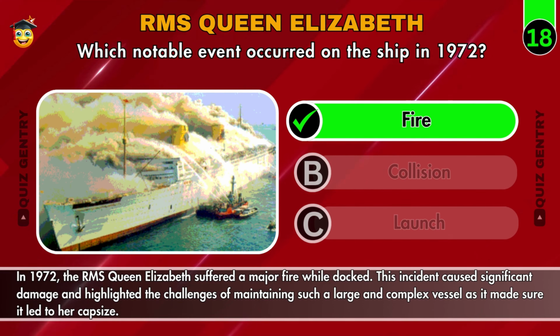In 1972, the RMS Queen Elizabeth suffered a major fire while docked. This incident caused significant damage and highlighted the challenges of maintaining such a large and complex vessel, as it led to her capsize.